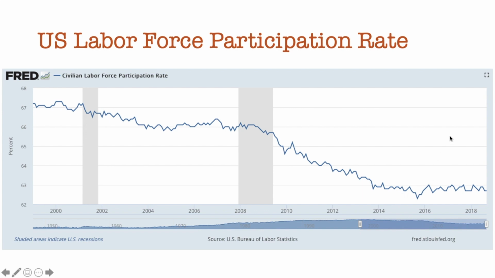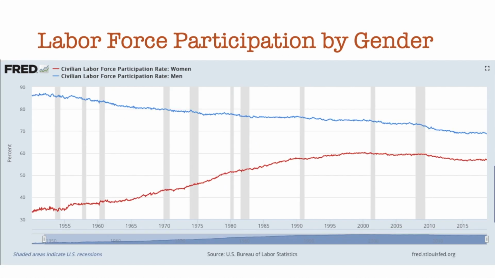And it has a lot of implications for a lot of government programs that are geared towards retired folks, like Social Security and healthcare programs as well. So interesting stuff. Here's labor force participation split up by gender.